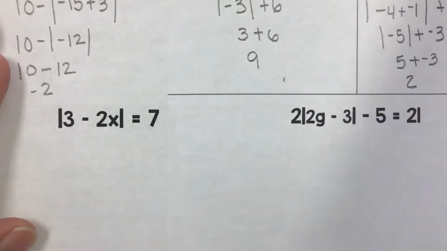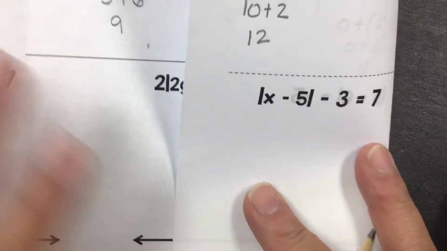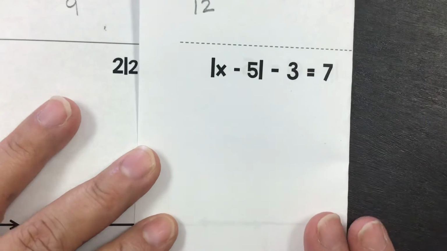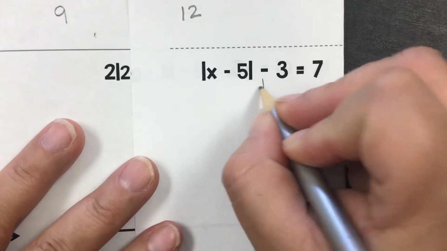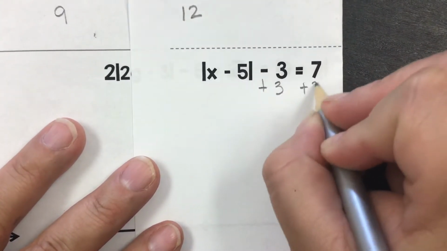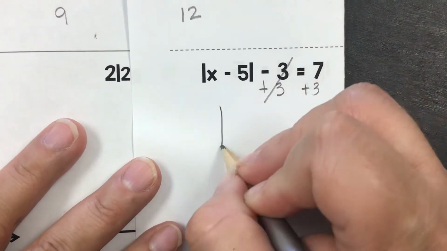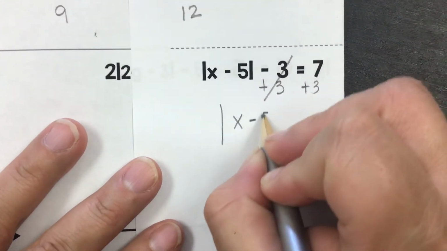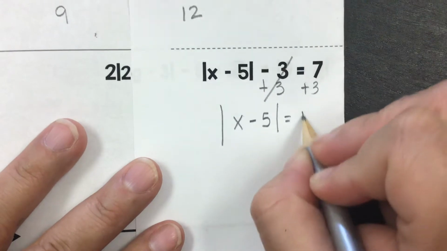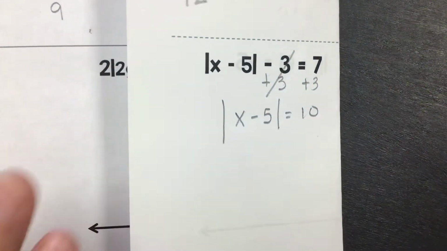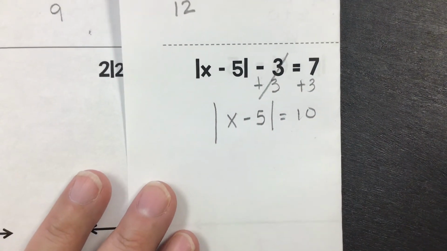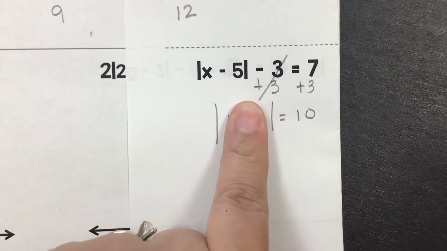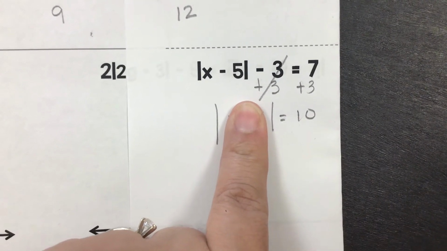The next thing that we're going to do is solve. So we're going to start with this one out here. What we have to do first is add 3 to both sides because it works like really strong parentheses. So what this says is whatever you put in the washing machine is going to be positive 10.